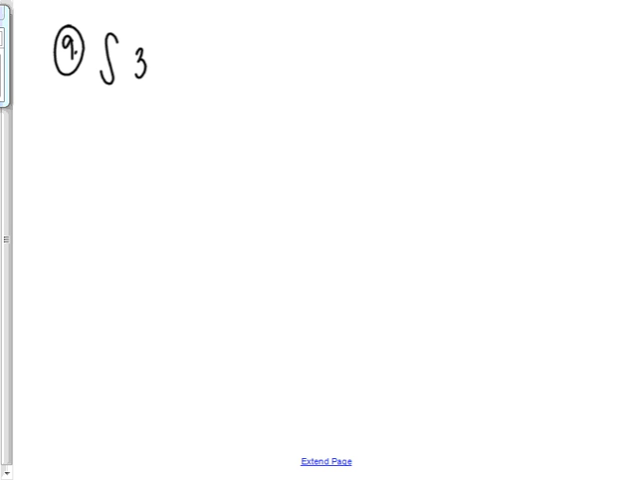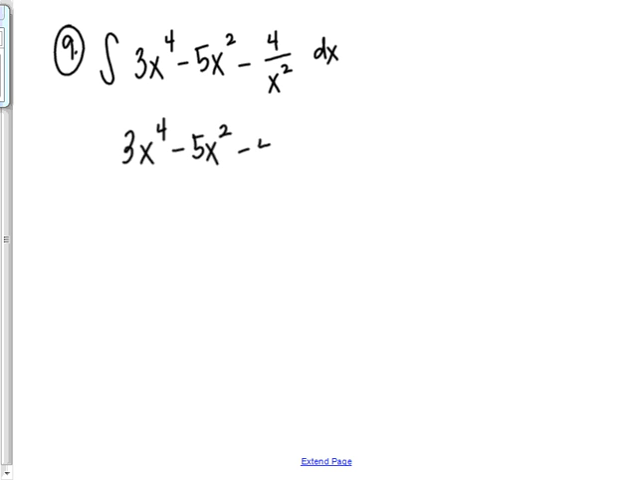Integral of 3x to the 4th minus 5x squared minus 4 over x squared dx. Okay. First thing we'll do is come underneath it, get ready to rewrite it. So if I bring that up, that's to the negative 2 power. All right, so 3 terms for each one. Add 1 to it, divide by the new power. So add 1 to it, now divide by 5.